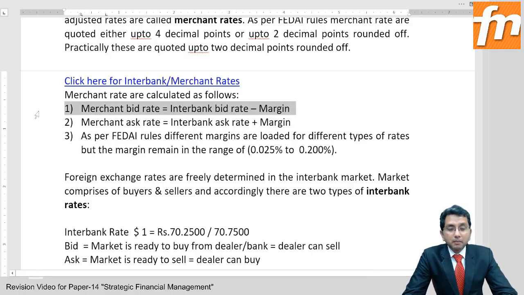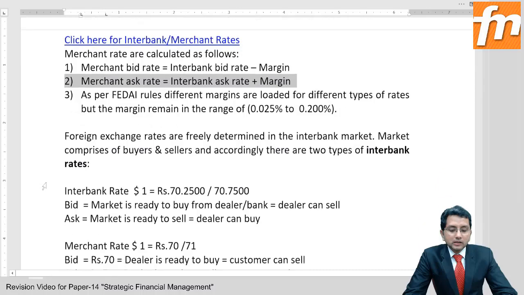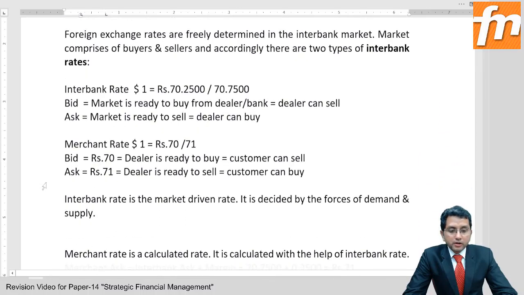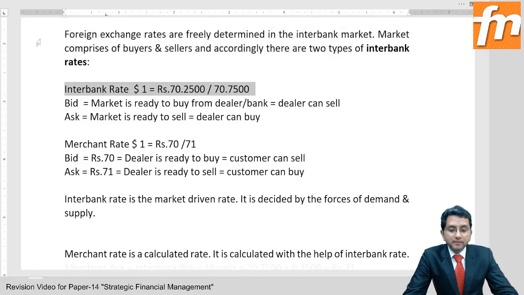So merchant bid is interbank bid minus margin. Merchant ask is interbank ask plus margin. See, I already told you that interbank rate is freely determined by the forces of demand and supply. This is called two-way quote: the bid rate and the ask rate. Bid is lower, ask is higher. Market is ready to buy at bid and ready to sell at ask, while dealer can sell at bid and it can buy at ask.